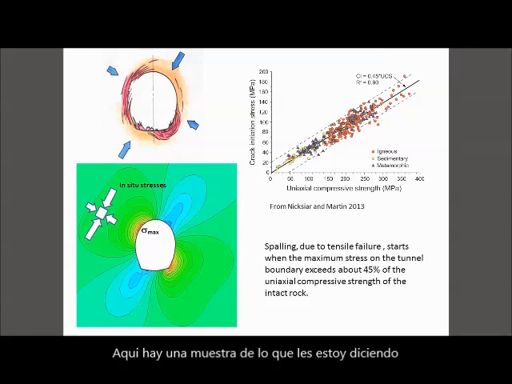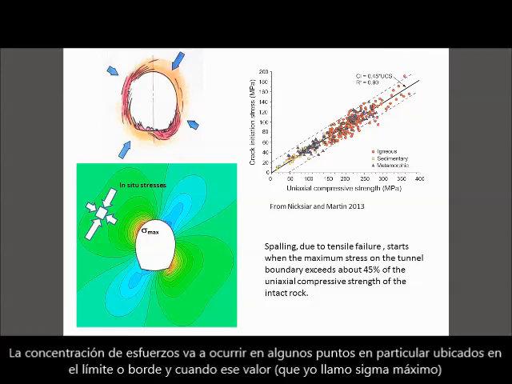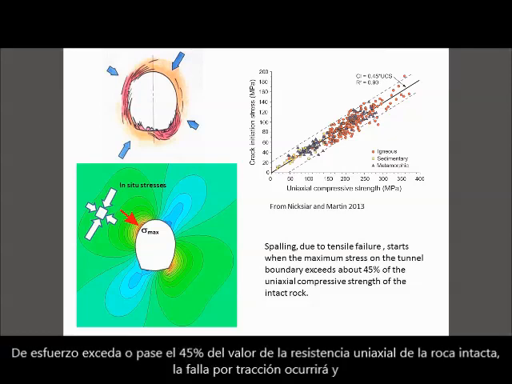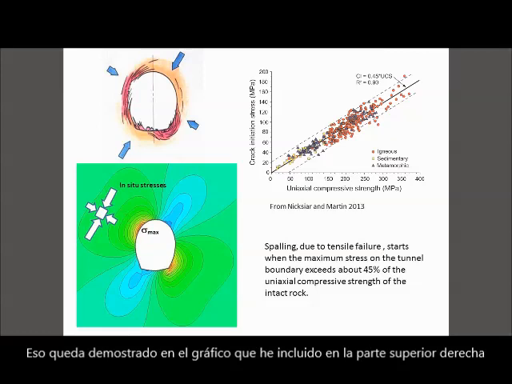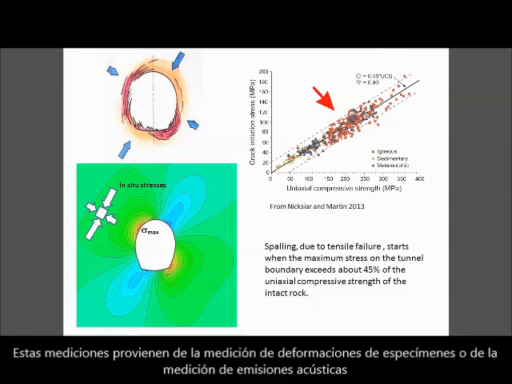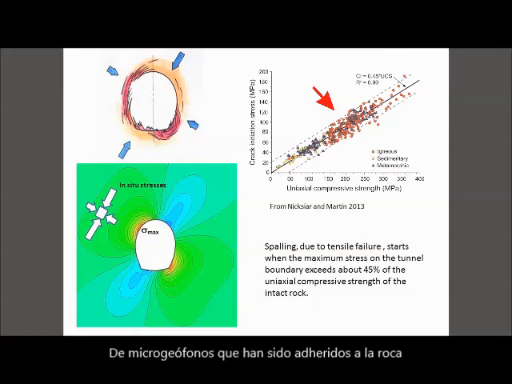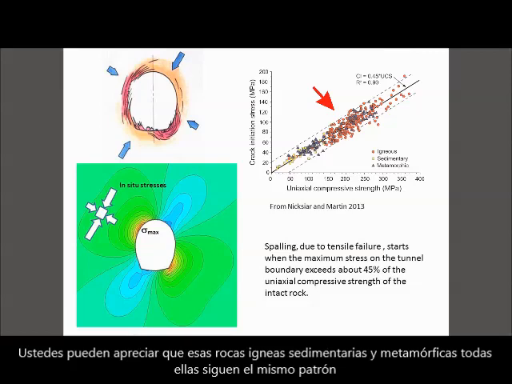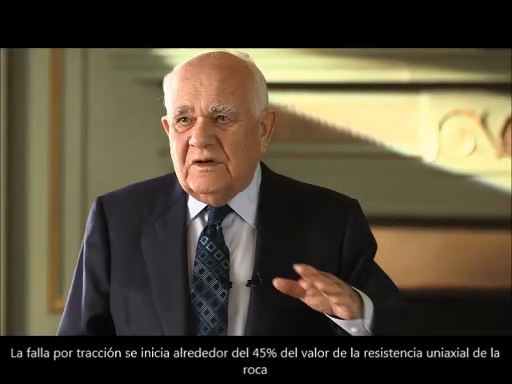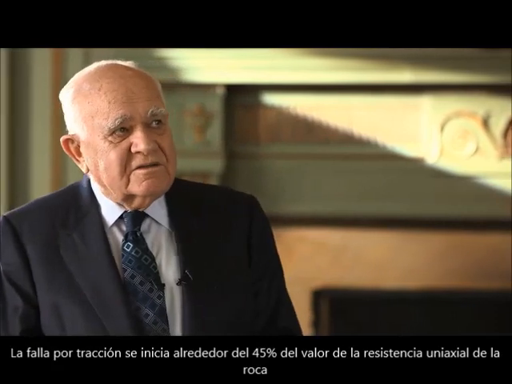Here's an illustration of what I've just said. If you calculate the stresses around that particular tunnel, the concentration of stress will occur at particular points on the boundary, and when that value there, which I've called sigma max, the maximum stress, exceeds about 45% of the uniaxial strength of the intact rock, tensile failure will occur. And that is demonstrated by the graph I've included on the upper right there. These measurements are from deformation measurements on specimens or measurements of acoustic emission from micro geophones that are attached to the rock. And you can see that igneous, sedimentary, and metamorphic rocks all follow the same pattern. Tensile failure starts at about 45% of the uniaxial strength of the rock.